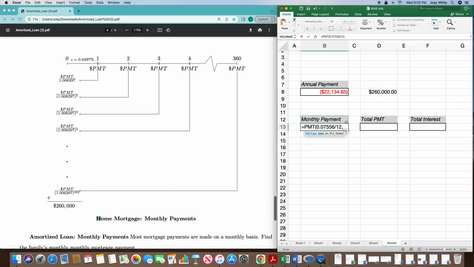Number of periods, again it's 360, but we know it's 12 times 30, so I'll do Shift 8 for the multiplication sign, and then 30, and then comma. Present value is just how much was borrowed, so that's 260,000. Comma, no future value, and type is 0 because it's an ordinary annuity. Press enter, and we see that each month this family is going to pay $1,827.94, over 30 years. So they're going to make 360 of these payments over the entire life of the mortgage.